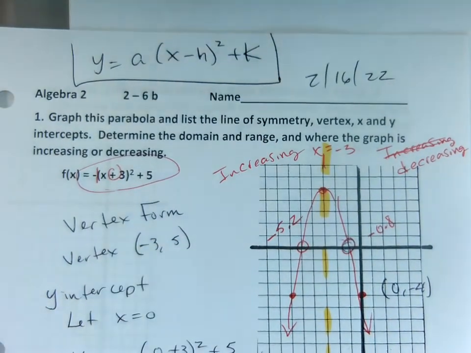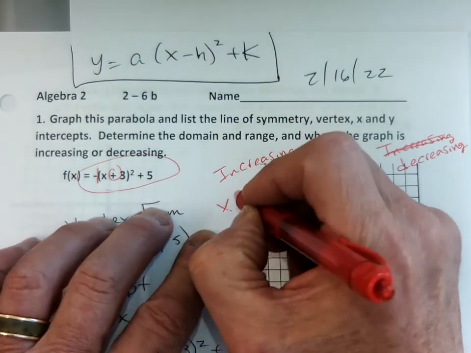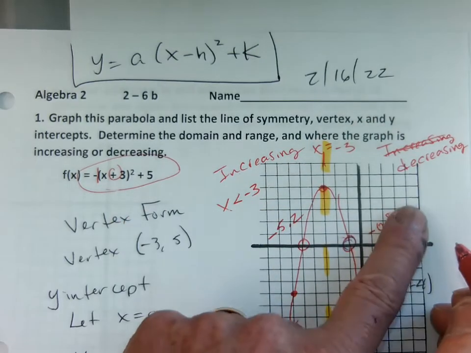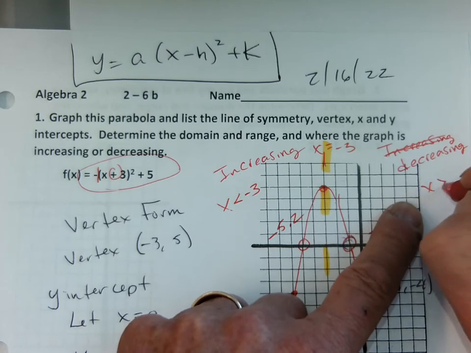Increasing, decreasing. So where's the graph going? Uphill? That's easy. You can see it, right? We always read left to right. So it's going uphill here when x is less than negative 3. The graph goes up, so it's increasing to here. And the graph is decreasing here. So we're going to say increasing, going up, when x is less than negative 3. And decreasing, going downhill, is where x is greater than negative 3, okay?